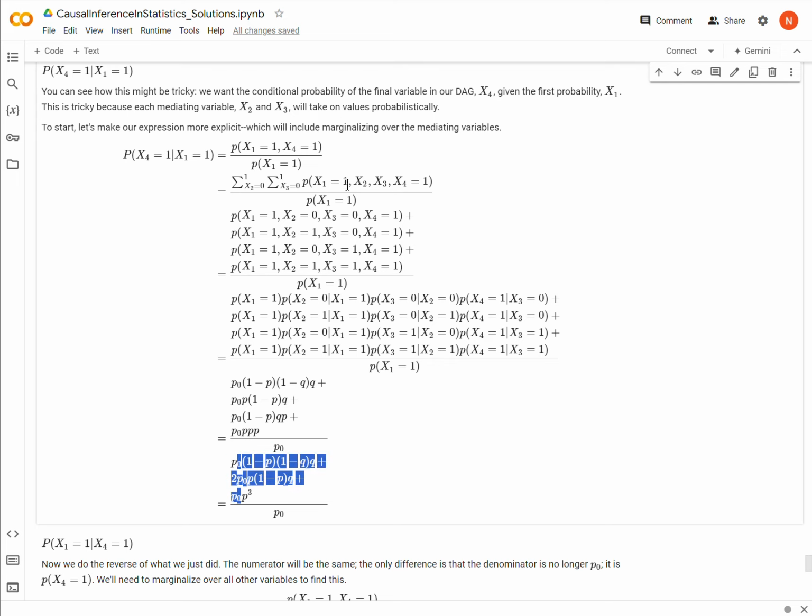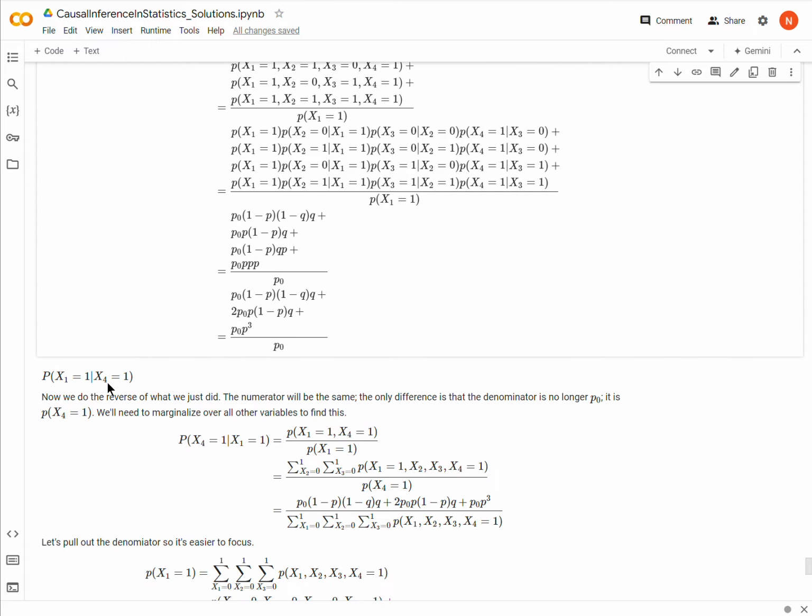Okay, the denominator P1, the probability that x1 equals 1, well, that's just called P naught. So this right here is our final solution or expression.